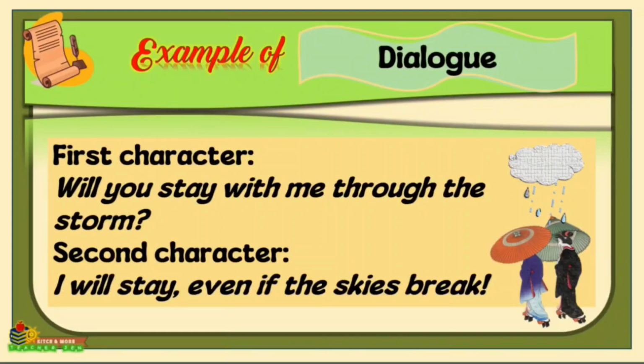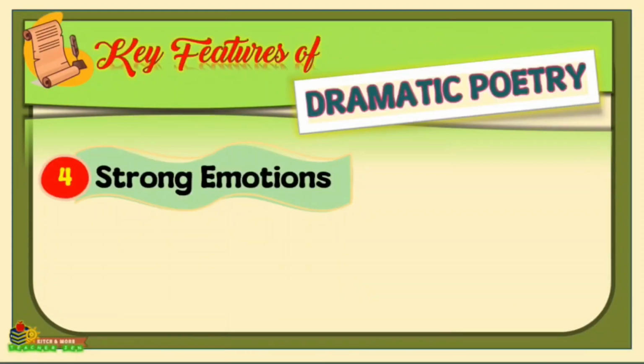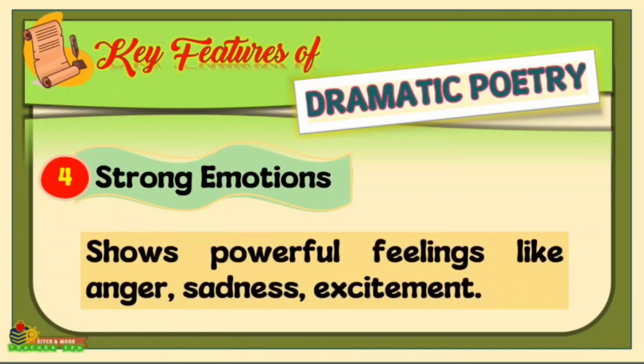And now, the fourth feature of dramatic poetry is strong emotions. Dramatic poetry is all about big, bold feelings, not whispers, but shouts from the heart. The character might feel heartbreak, or rage, or fear, or even wild joy. And here's the thing, we feel it with them. Their pain becomes our pain. Their hope, we carry it too. These emotions aren't quiet, they're loud, clear, raw, and real. That's what makes dramatic poetry powerful. It doesn't hold back, it makes us feel.